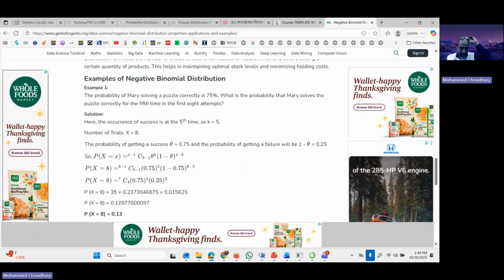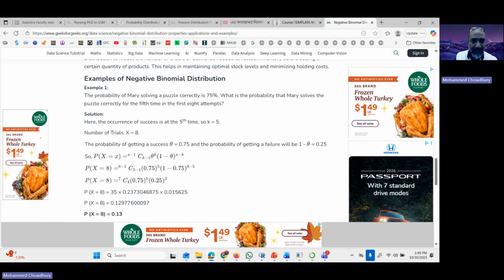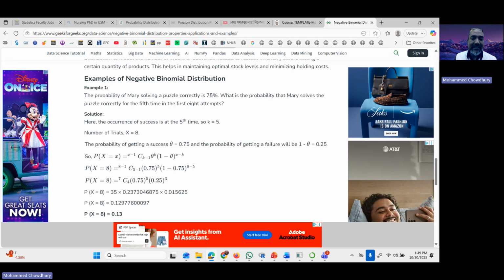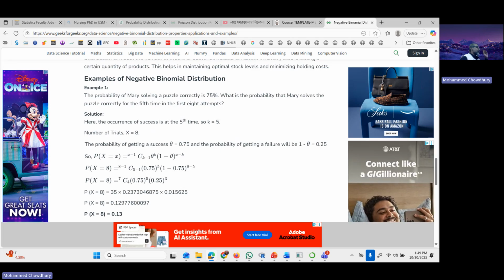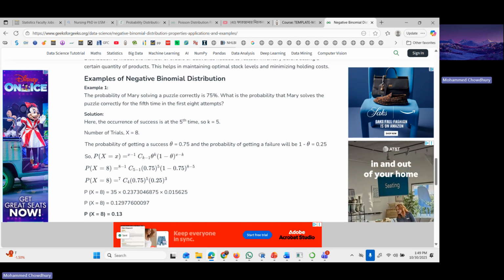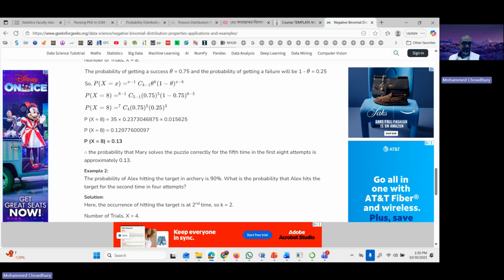Now the problem here is, what is the probability that Mary solved the puzzle correctly for the 5th time in the first 8 attempts? So in the first 8 attempts, she solved the puzzle the 5th time. So 3 failures and 5 successes, right? Here, 3 failures and 5 successes. What can we do? We have to write here.